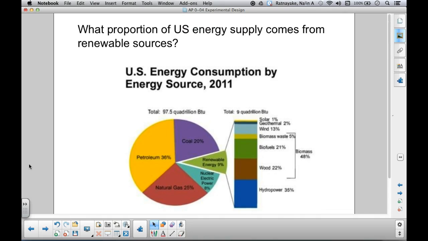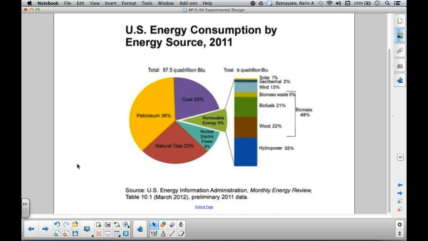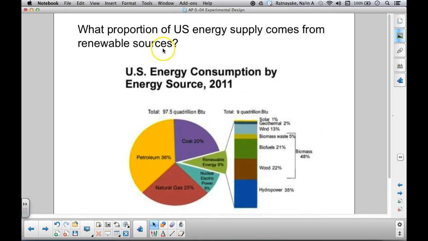I actually literally Googled this question and looked for some charts on the web, and I found this one from the U.S. Energy Information Administration. Here we have a pie chart that has the total breakdown of U.S. energy, and it gives me a slice of that pie chart which is renewable energy. This is really cool because within that 9% slice, it breaks down what kind of renewable energy makes up that slice. So here's a way of presenting data that has to do with proportion.